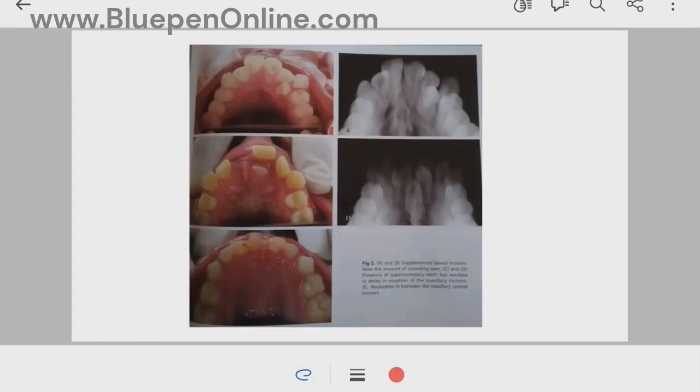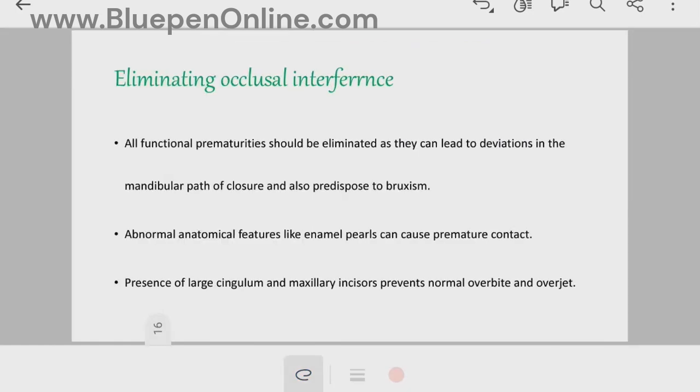So this is a case of supernumerary teeth. You can see the supplemental lateral incisor, and you can also see how crowding is happening there. Note the amount of crowding seen in this. The presence of supernumerary teeth has resulted in delayed eruption of the maxillary lateral and central incisors here. Here you can see the mesiodens in between the central incisors. So these all are about supplemental or supernumerary teeth.